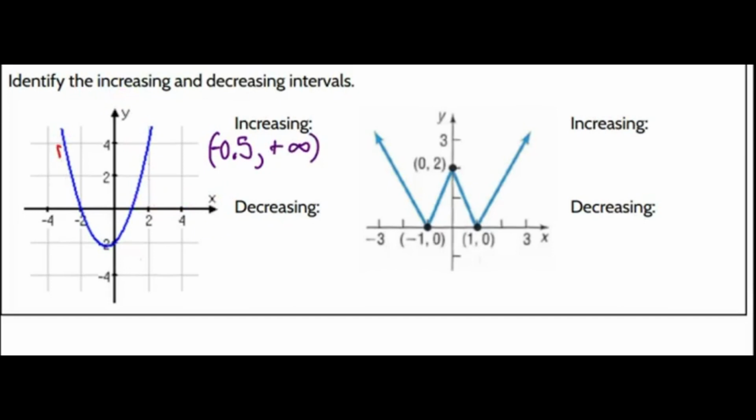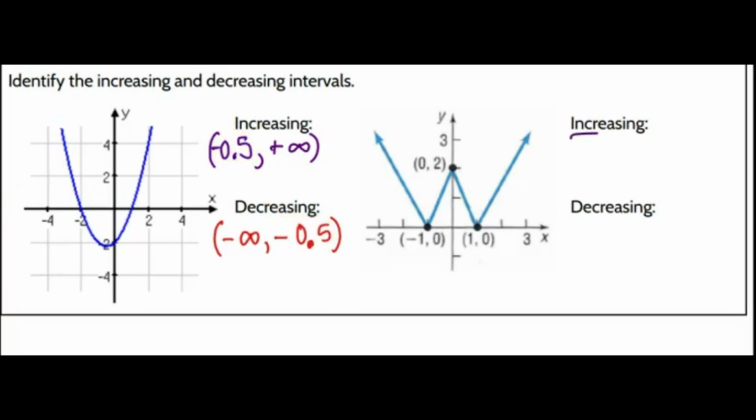Okay, decreasing again is this side. So we're coming in from -infinity on the x-axis. So I'm decreasing all the way till that -0.5. So decreasing interval, x values only, remember, -infinity to -0.5. Notice that this vertex is being shared by both increasing and decreasing. It's like it's the crossover point. Let's do this last example.